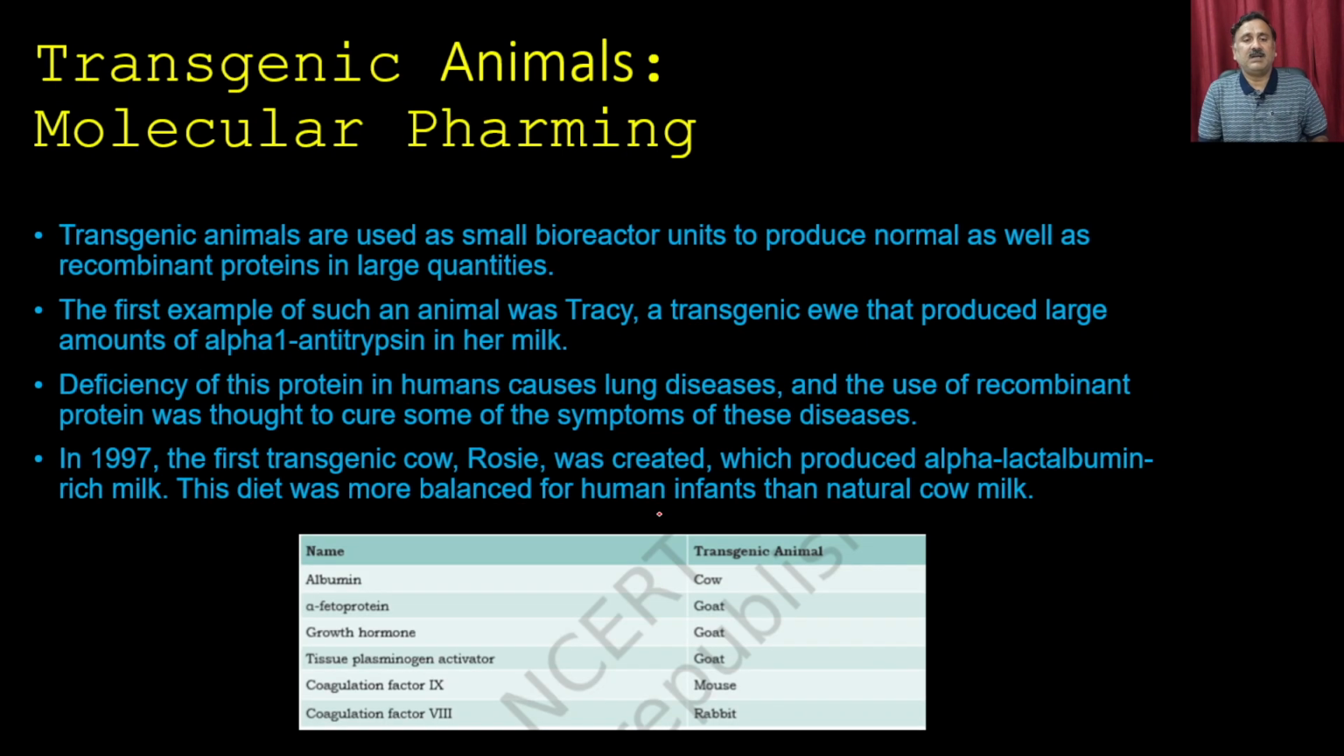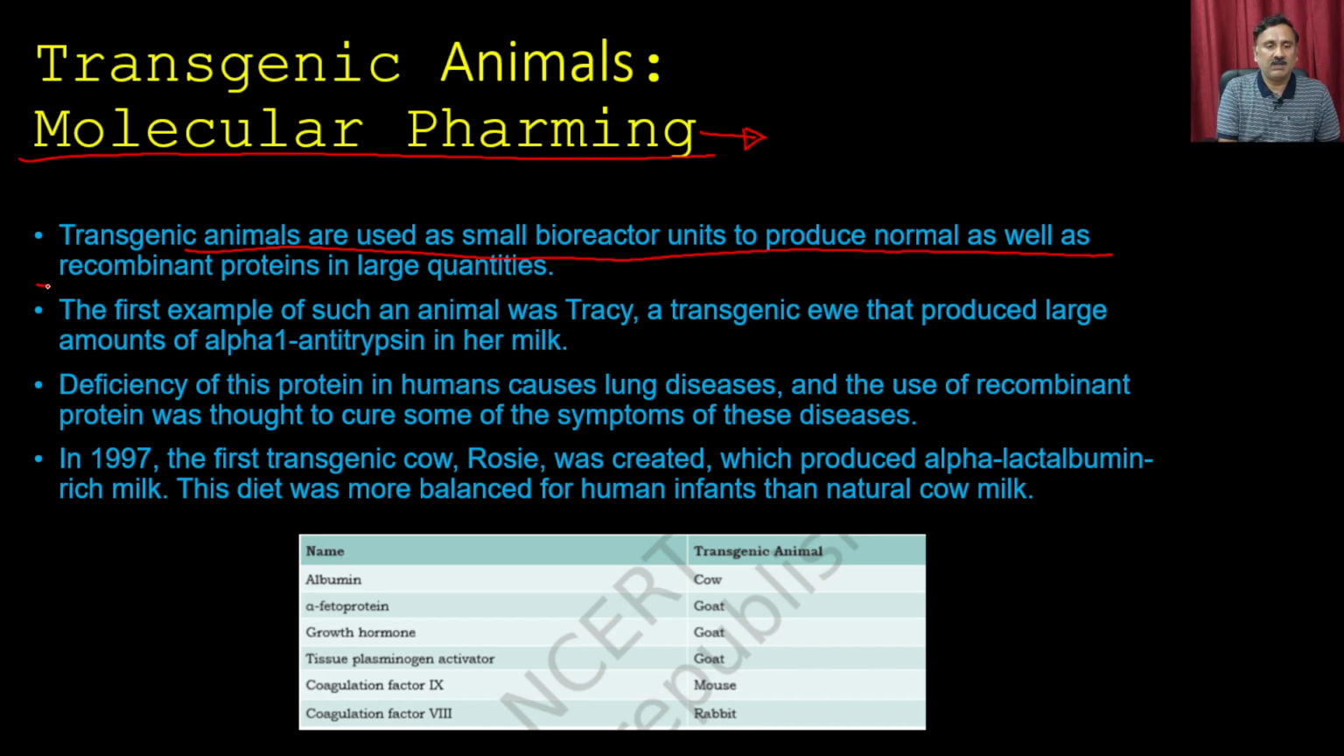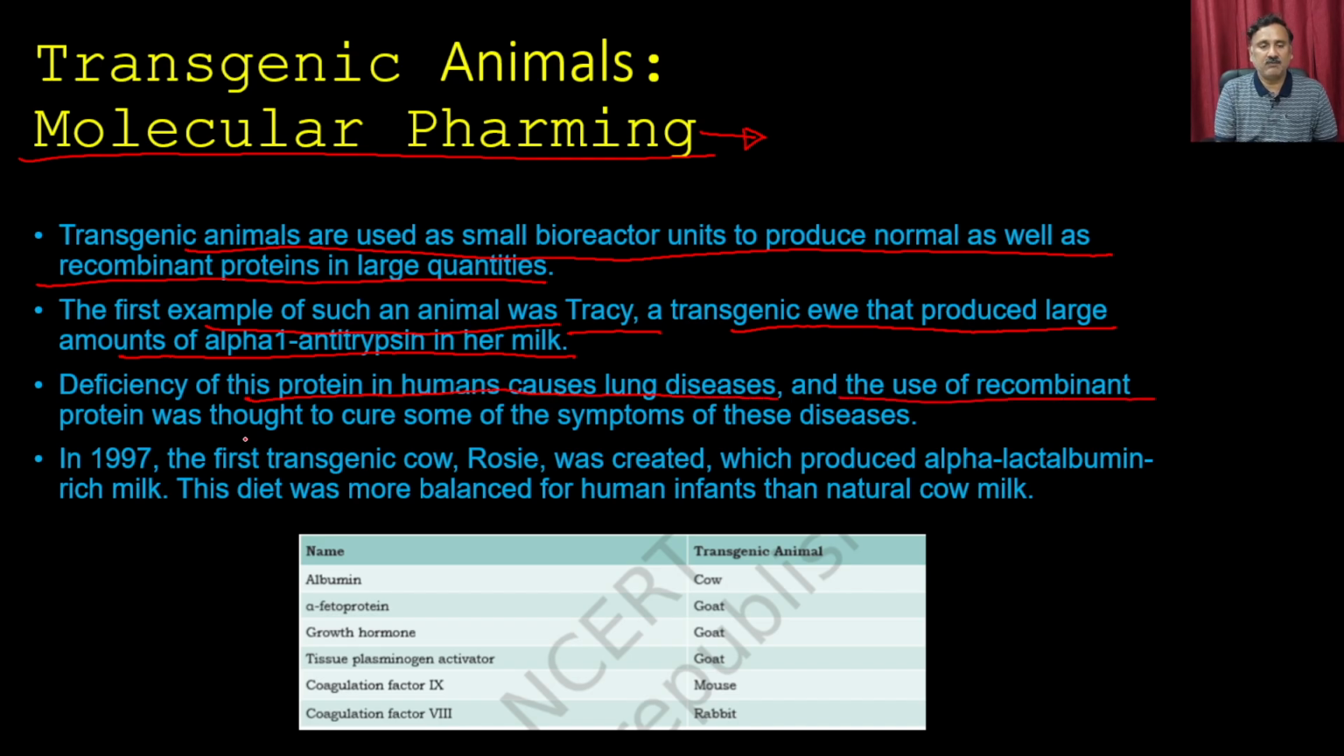Then the transgenic animals are also being used in molecular farming. Remember that molecular farming means you are expressing a particular product in the transgenic organisms. Transgenic animals are used as small bioreactor units to produce the normal as well as the recombinant protein in large quantity. The first example of such an animal was Tracy, a transgenic sheep that produced a large amount of alpha-1 antitrypsin in her milk. Deficiency of this protein in humans causes lung disease, and thus the use of recombinant protein was thought to cure some of the symptoms of these diseases.